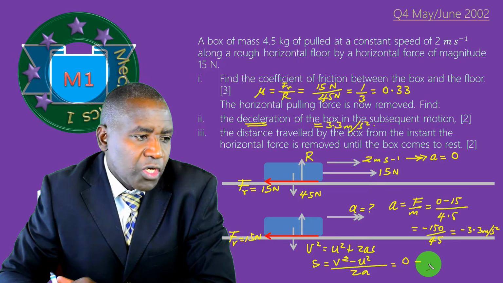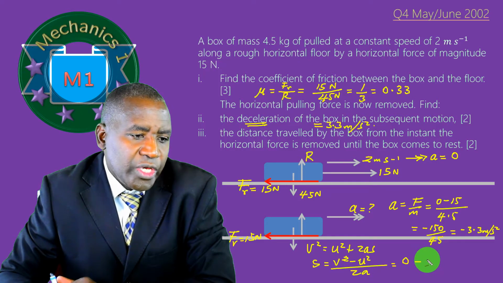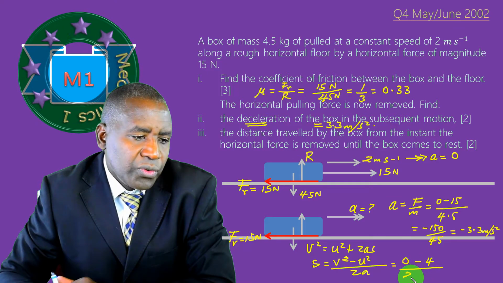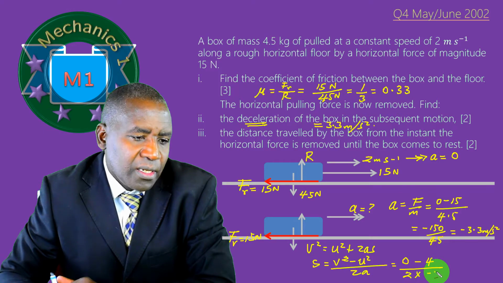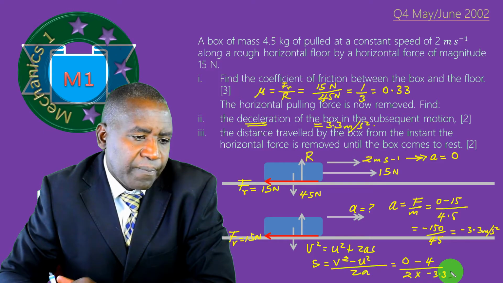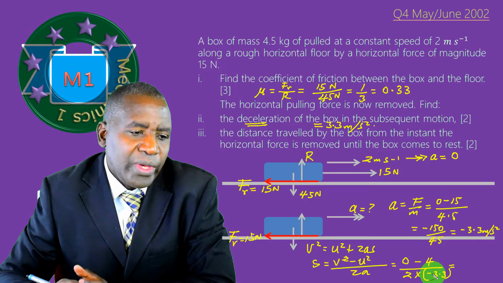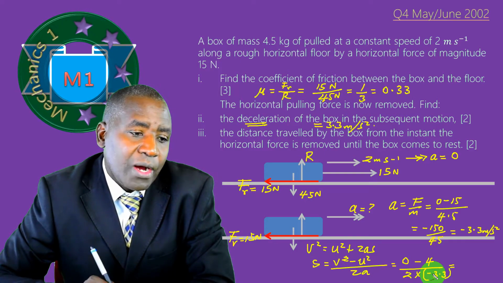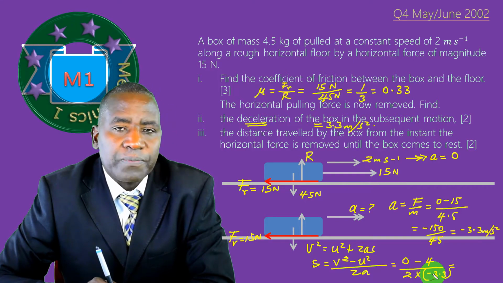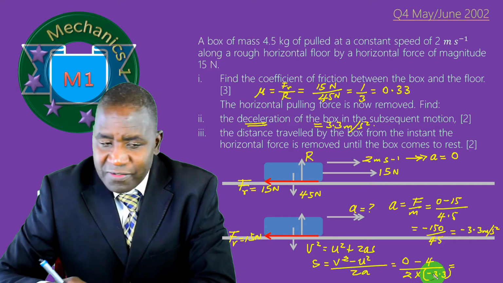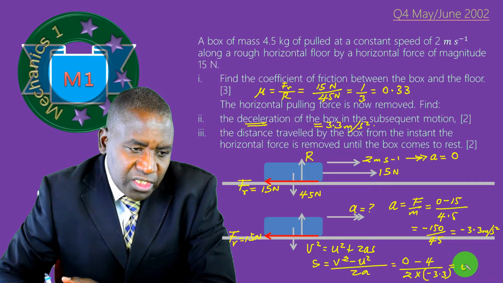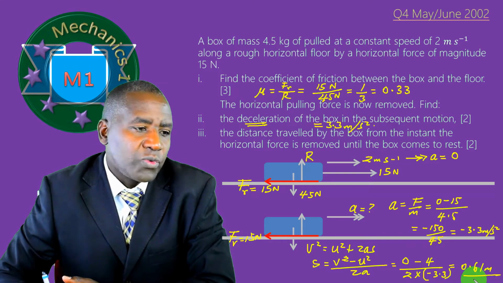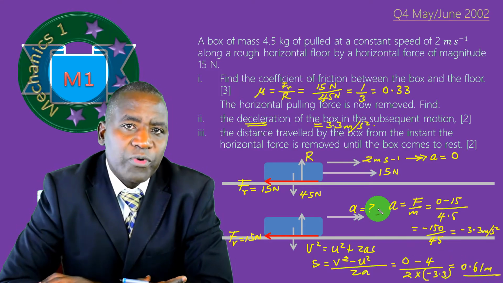v is 0. Over here, I've got the u is 2 squared. 2 squared is 4 divided by 2 times minus 3.3. The denominator will carry a negative sign. The numerator has a negative sign. Those two negative signs will cancel out and they will give me a positive value. That value, according to me, is 0.61 meters. And that is for how far it will travel when that force is removed.